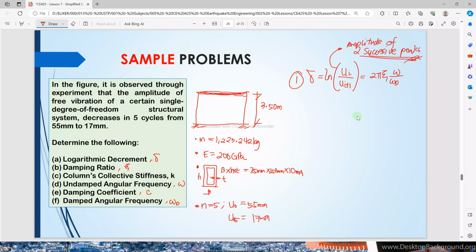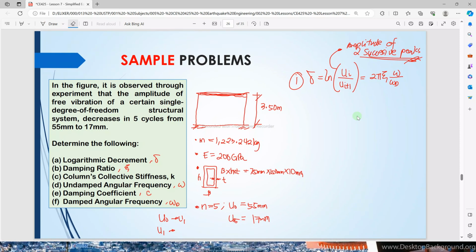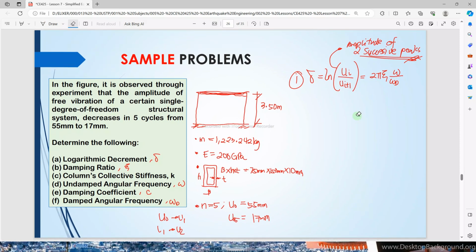The given here is not two successive peaks. So if we have u naught, the next one to use should be u1, or if we have u1, the next is u2, because it is required that we use two successive peaks for our logarithmic decrement. But it's easy, we're given 5 cycles. We can use the exponential, raise to the power, square, take the root, etc.